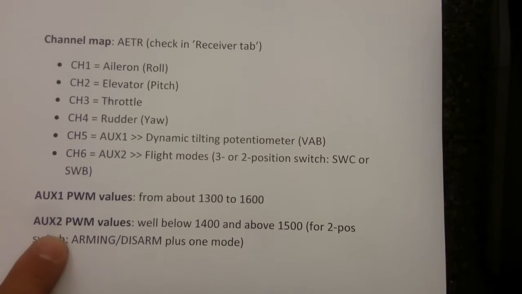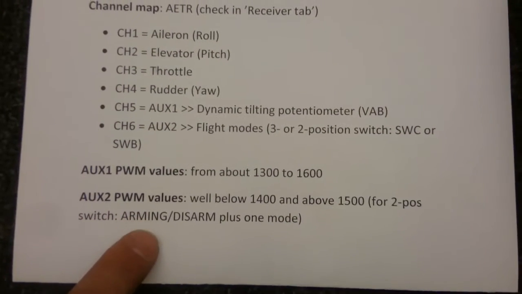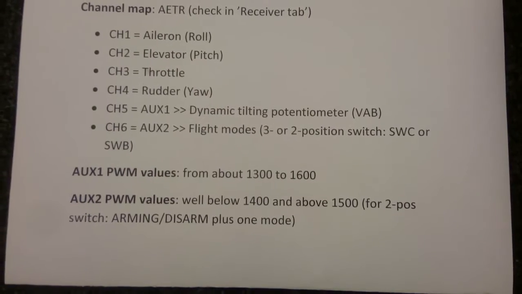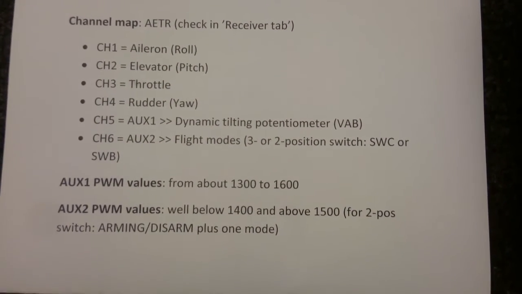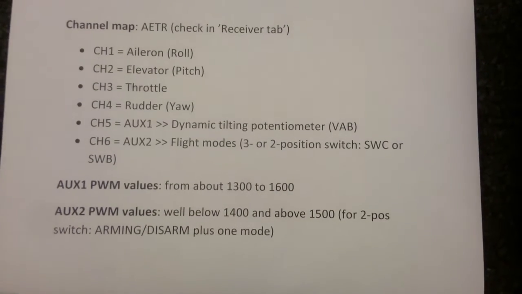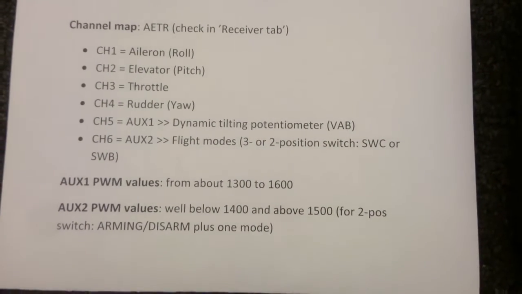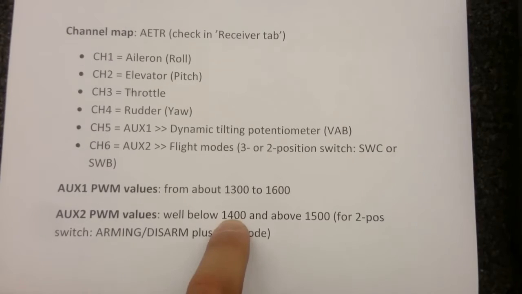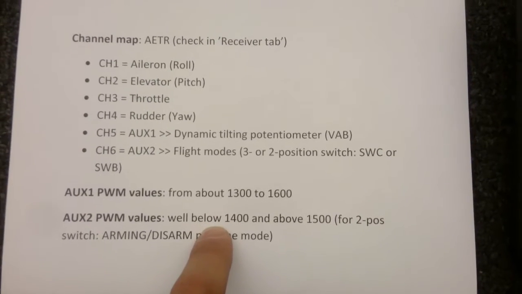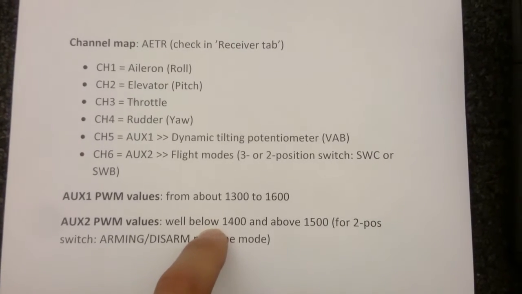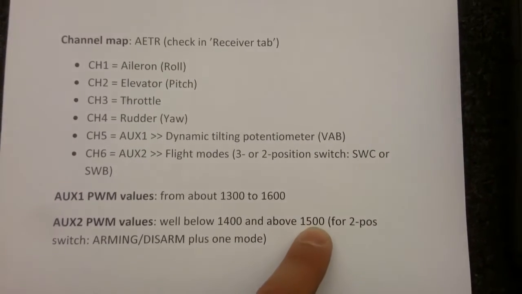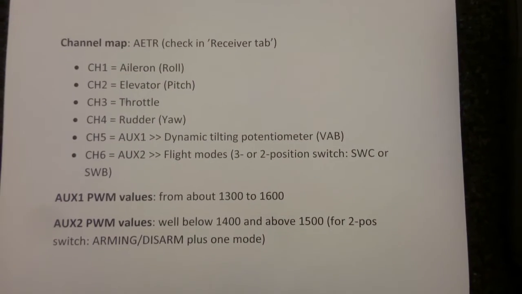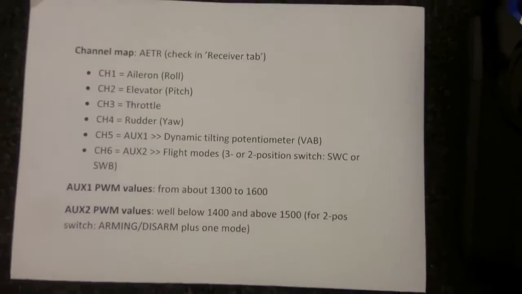Auxiliary 2, as you see here, we send pre-configured in the NACE with two modes. One mode is disarmed. So on the boundary we put it at 1400. Anything below 1400 will keep the tilt disarmed, and anything above this value, we recommend well above, will arm it and bring it to angle mode.